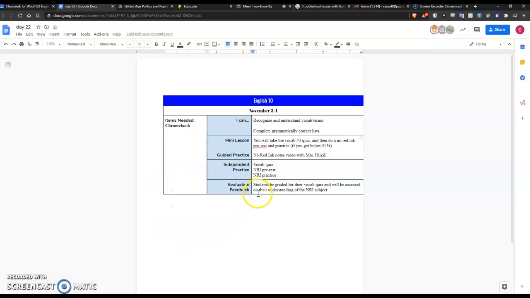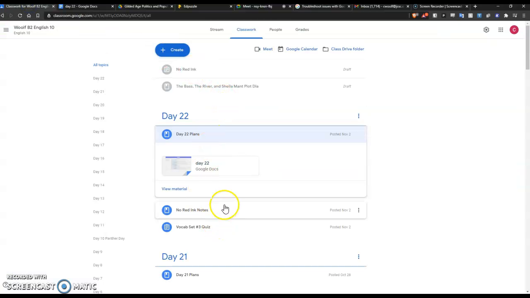Again, you guys will be graded for your vocab quiz, like always, and your understanding of the No Red Ink subject. Remember, the pretest is never for a grade, okay? But it kind of lets you know where you're at, and then if you have to do that practice, then it'll help you with that too, okay? So you can kind of see our plans there, and we'll come back to classwork.